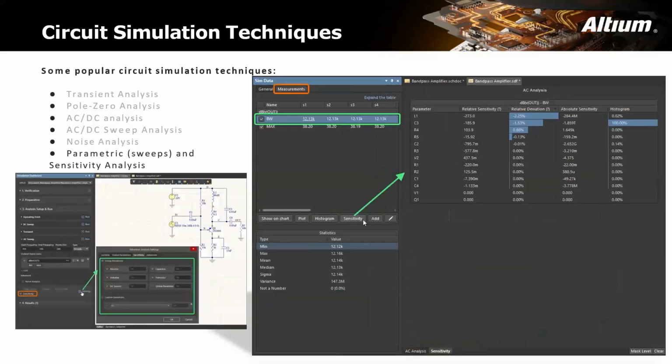Parametric sweep and sensitivity analysis are essential tools for explaining how component tolerances and variations impact the performance of the design. These techniques are able to identify the critical components and optimize your design for robustness and reliability.